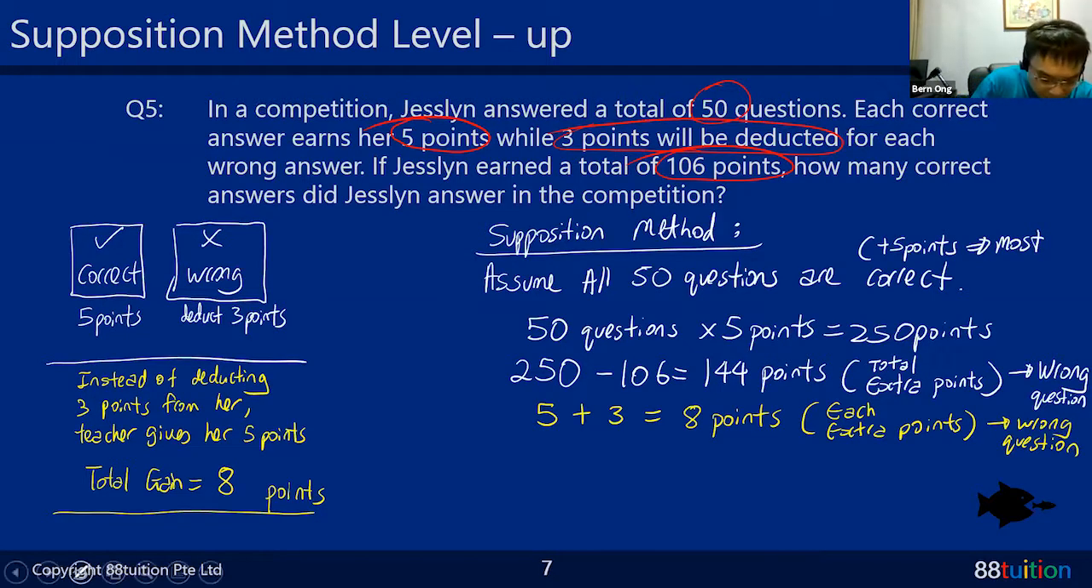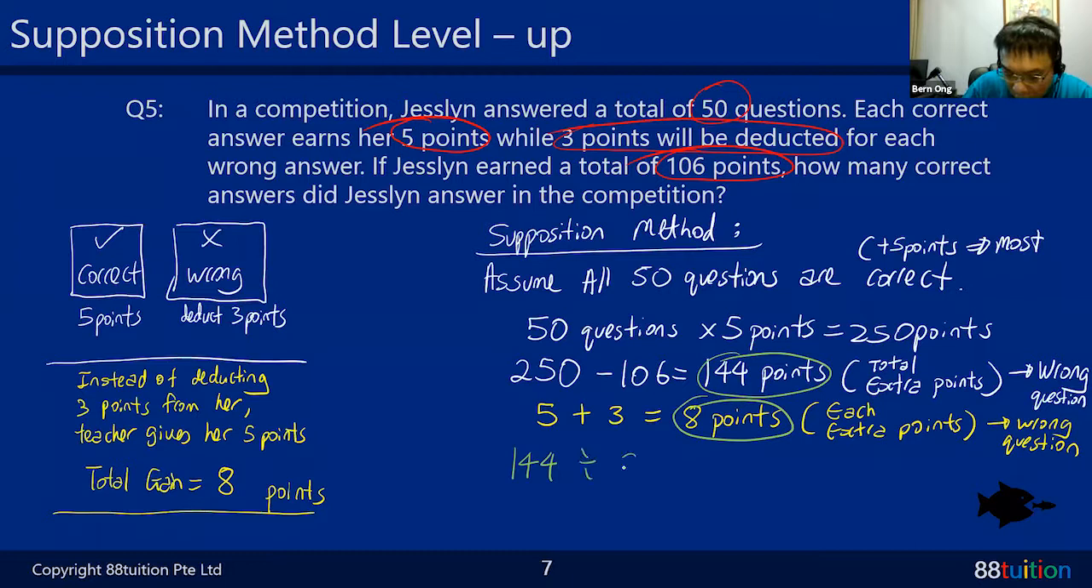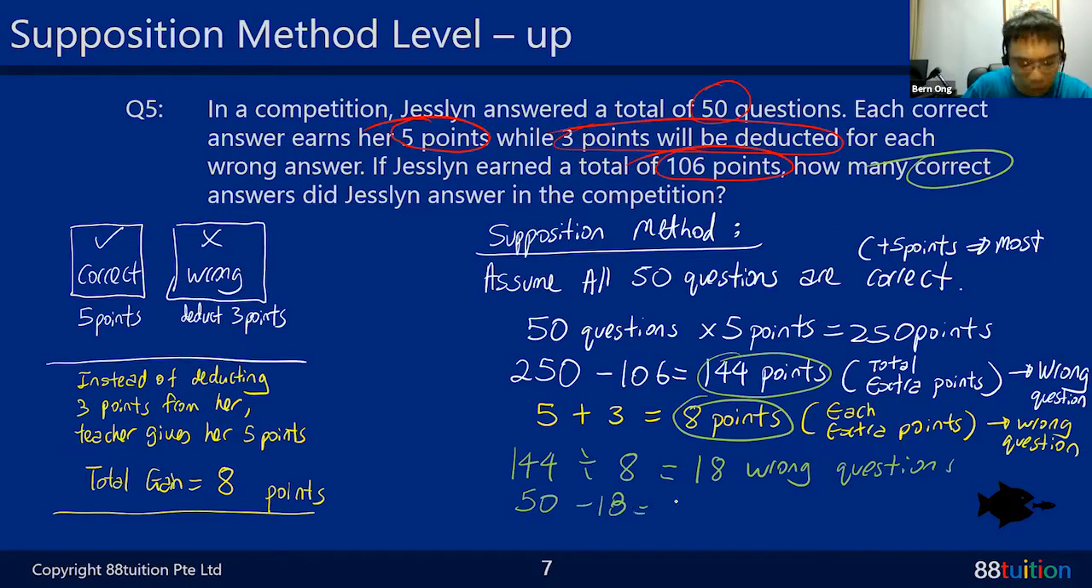All right. So this portion, the extra and extra, I can compare also. So 144, right? Inside 144, how many 8 points are there? If you do that, the answer will give you 18. This 18 comes from the wrong questions, and the question is talking about the correct. Okay, last step. You take 50 questions minus 18 to give you your 32. That is correct. Yeah, then that's the answer.